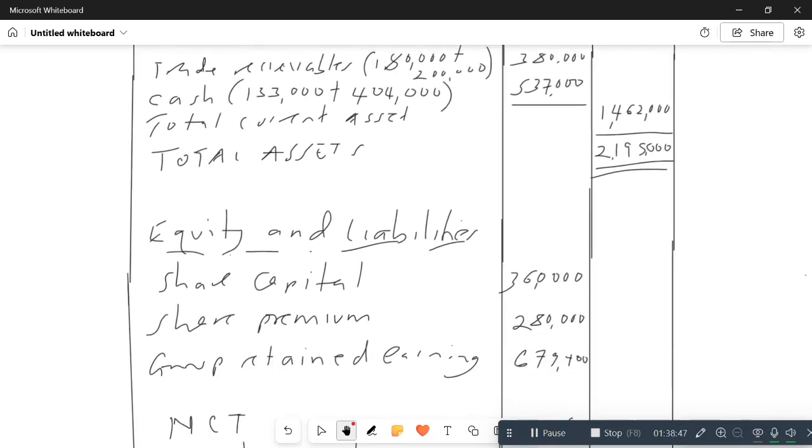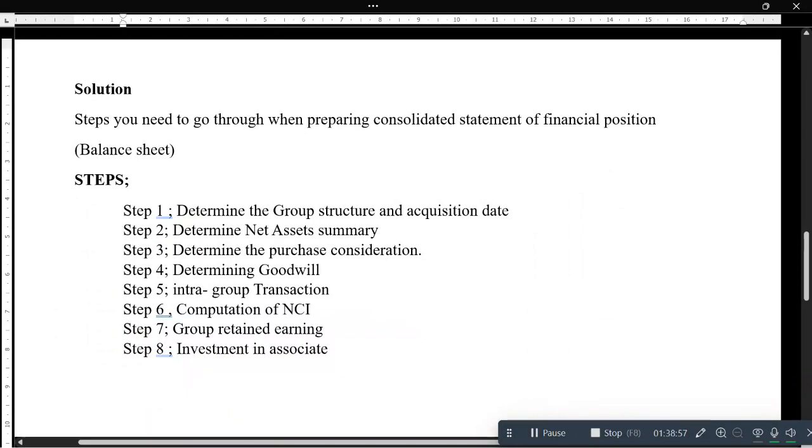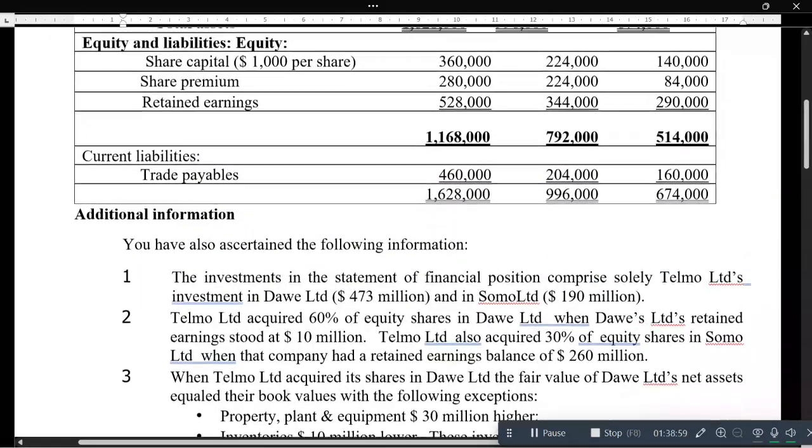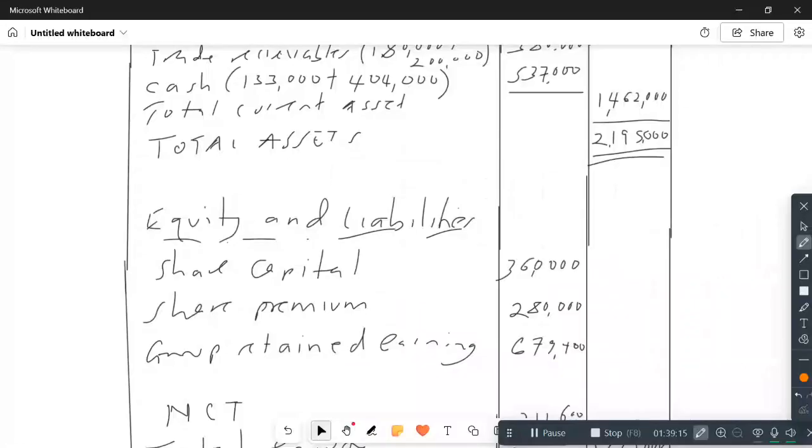share capital, share premium for parent. Don't add when you reach this step, you only bring for the parent. When I talk of parent, I'm referring to this. Only pick this. Don't add this at this point. Only take share capital and share premium for the parent. Then after that, go and bring group retained earnings from your workings.